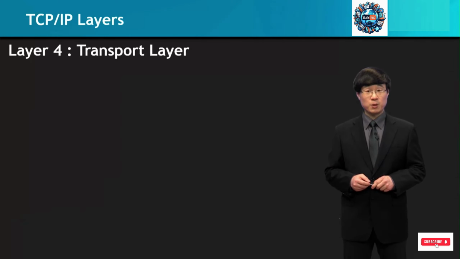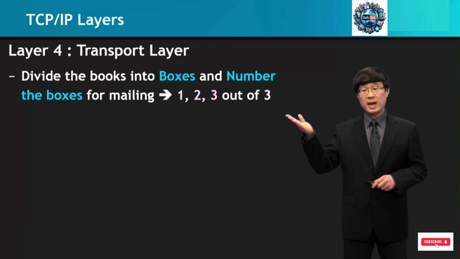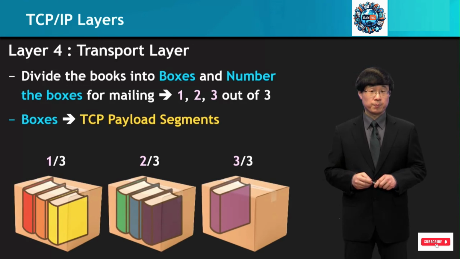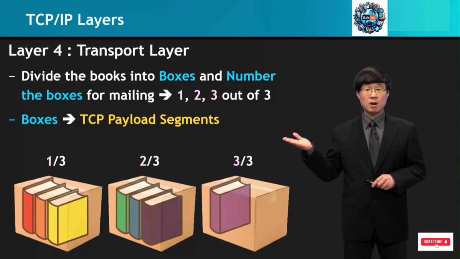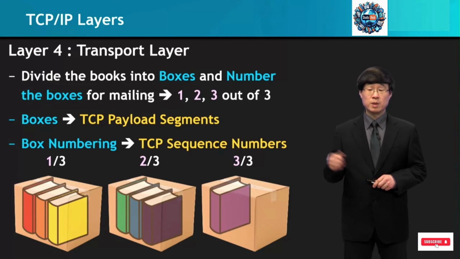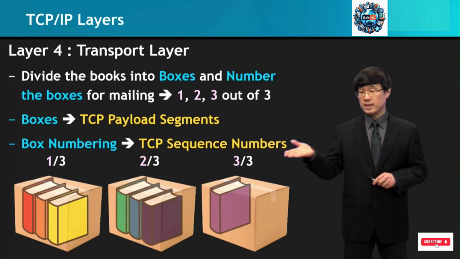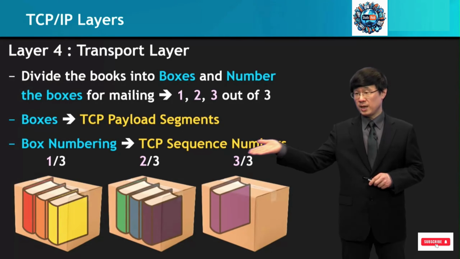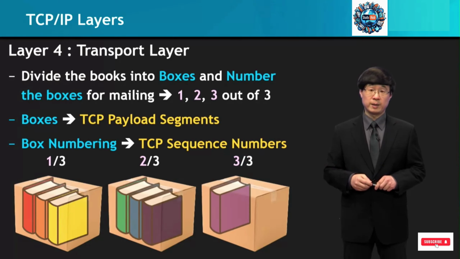Then, at the transport layer, it will divide the books into boxes and number the boxes for mailing. Now, the boxes are the TCP payload segments. And also, the box numbering represents the TCP sequence numbers. For example, the first box out of the 3, the second box out of the 3, and this is the last box out of the 3.